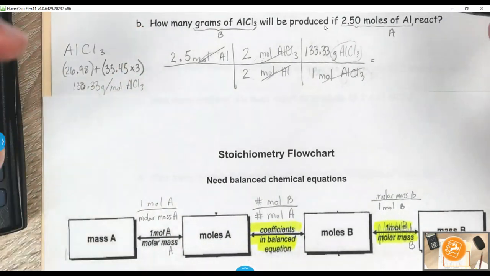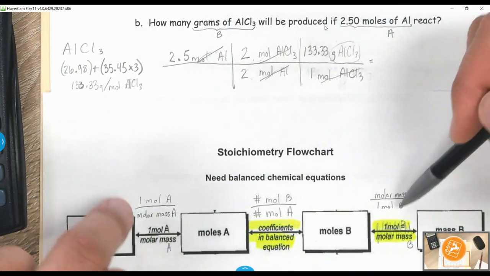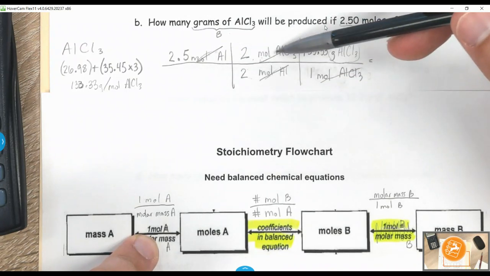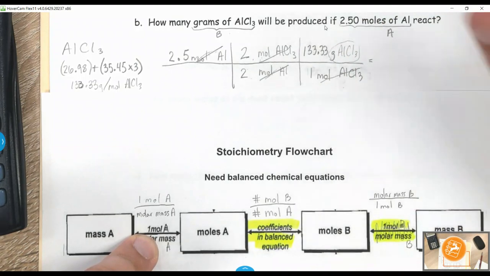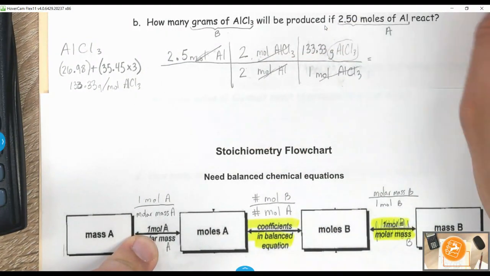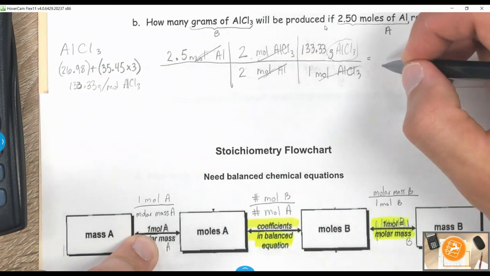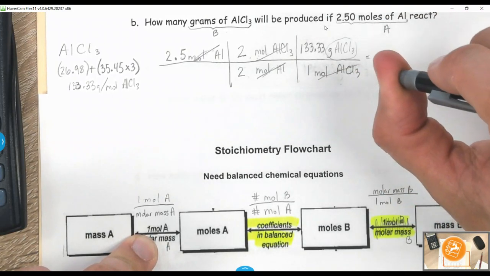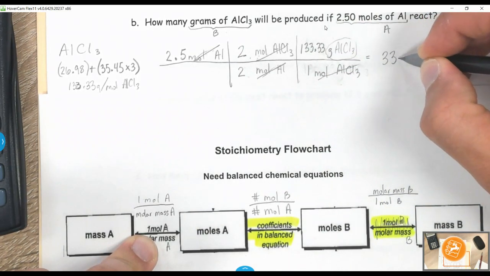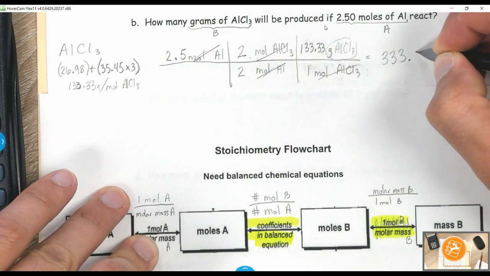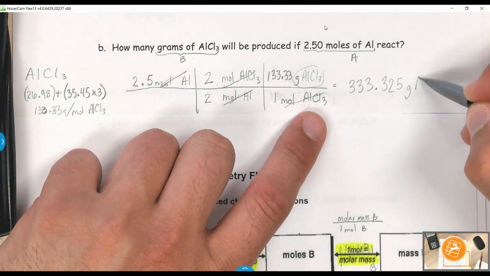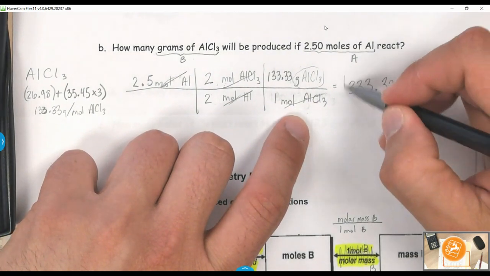So we have to make sure we have the balanced equation, find the molar mass when needed. Make sure that the units, you have one of the units on top and one of them on bottom, so they cancel out. All right, we learned that the hard way right there. We had to do a little erase move. Double check your molar masses. Thank God you guys did. Otherwise, our answer would be slightly off. And then now we multiply everything on top and divide by what's on bottom. So you should have a full answer here of 333.325. And then the units will be in grams of aluminum chloride.